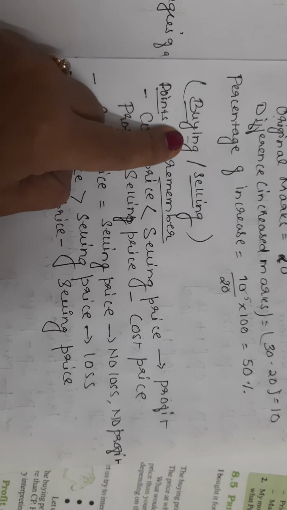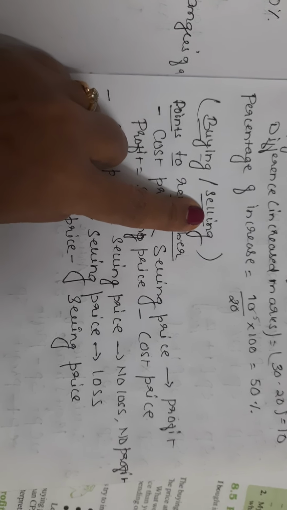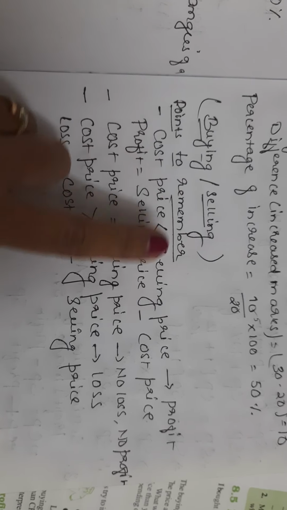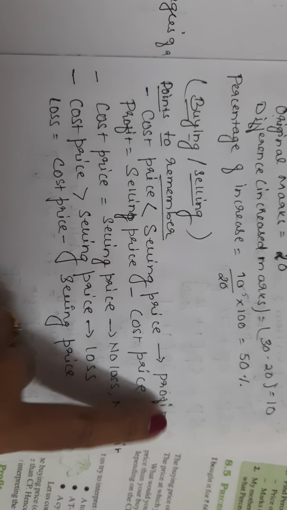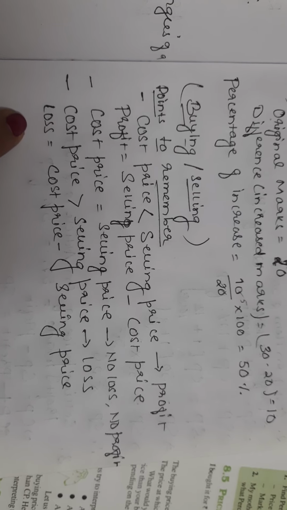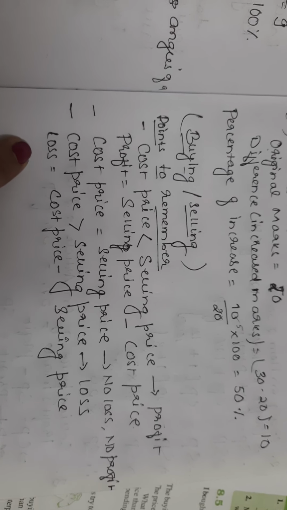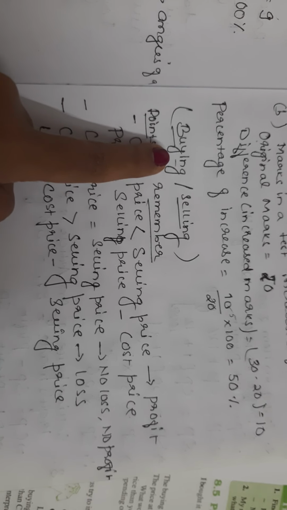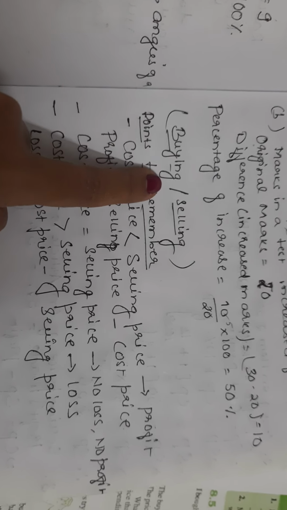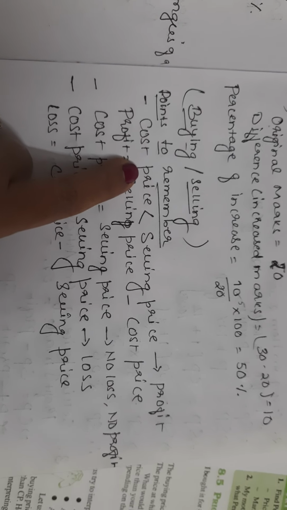Now students, let's come to the concept of buying and selling. You must have heard cost price, selling price, profit, loss, right? We have heard it many a times while we are doing online shopping or going to any vegetable shop. Buying and selling is our everyday part and parcel of life. So remember, there are a few points which I am giving you.